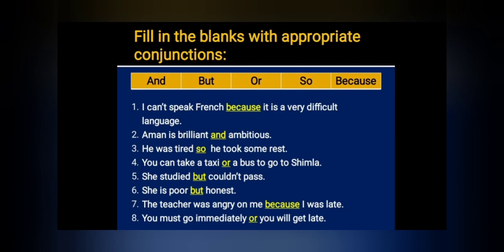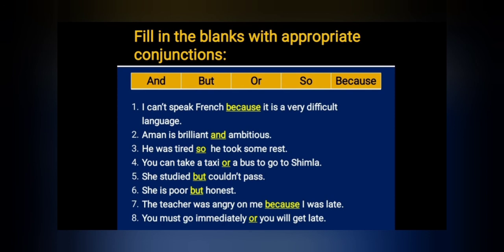Next is, she studied but could not pass. The answer that we have filled here is but. Two contrasting ideas. Two opposite ideas. She studied, but she couldn't pass. Next is, she is poor, but honest. Same thing. Two contrasting ideas, two contrasting things. She is poor, but she is honest.